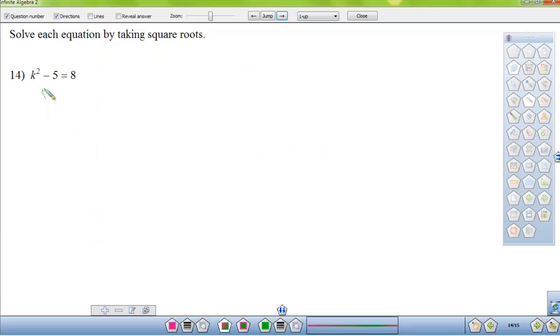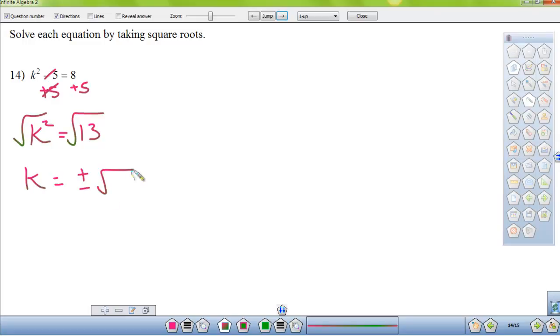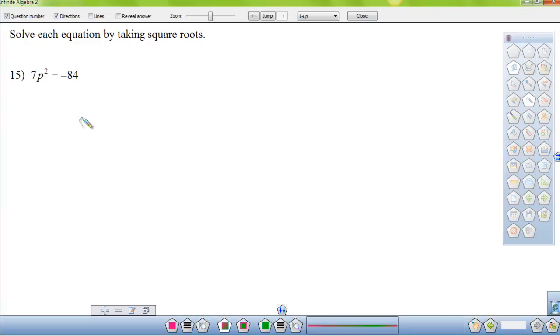This time we're solving by taking square roots, which simply means we're going to isolate the k squared. Add 5 to both sides. It knocks the 5 off of the left. We're left with k squared is equal to 13. And we're solving for the two values of k. So we can take the square root of both sides, and we get plus and minus the square root of 13.